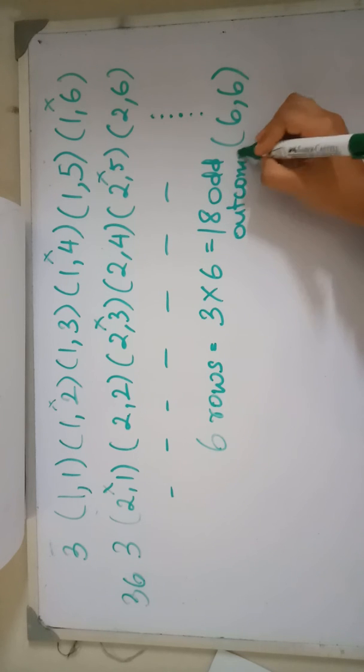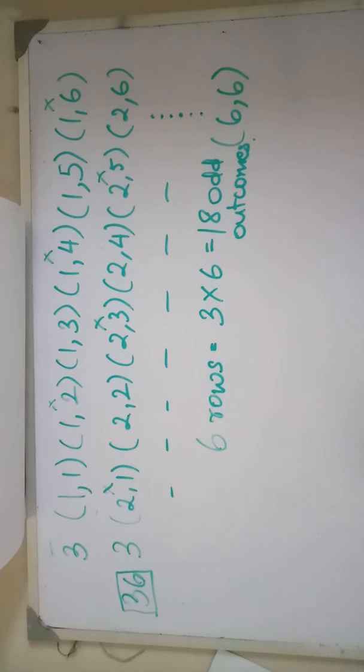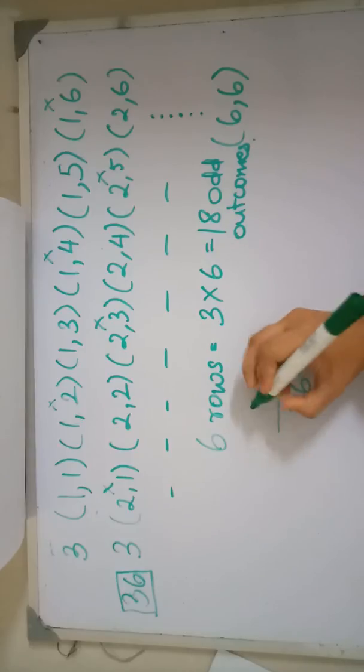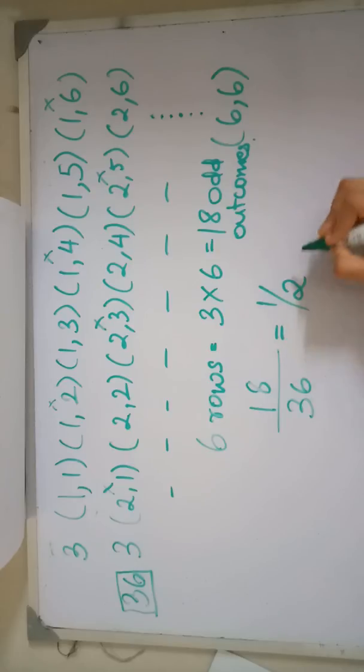So after this, the problem becomes really easy. We know that the total number of sample space or the total number of outcomes is 36, and out of that 18 are odd. So this can be simplified to give 1 by 2.